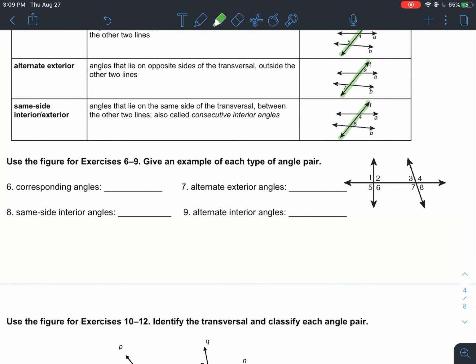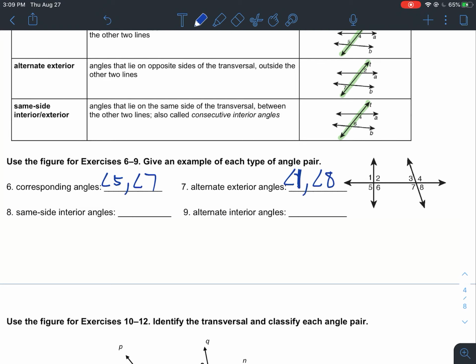All right, so for 6 through 9, there's a lot of different answers for each of these. I'm just going to give one example. Number 6, corresponding. There's actually 4 different answers, but one possibility would be 5 and 7. Angle 5 and angle 7. Number 7, alternate exterior. 2 different answers here. One possibility would be angle 1 and angle 8.